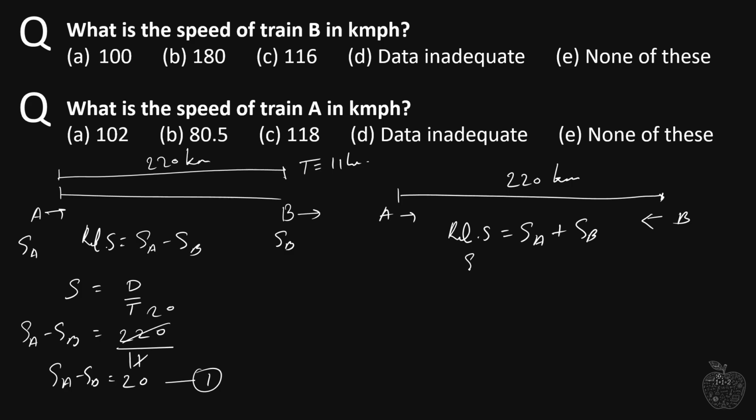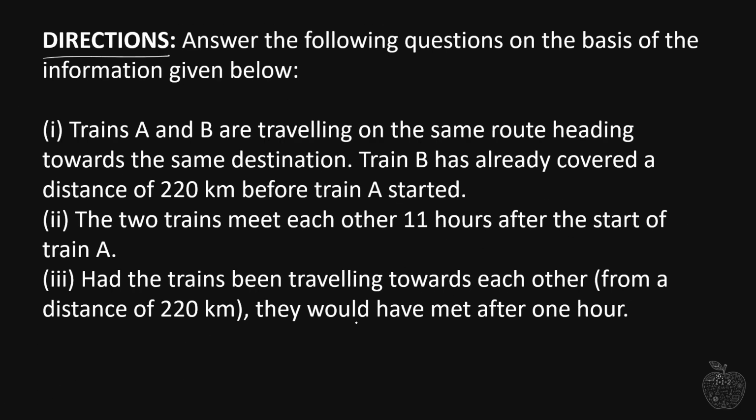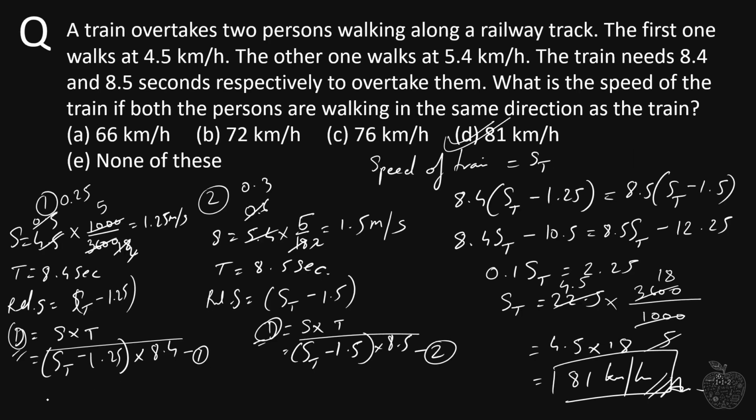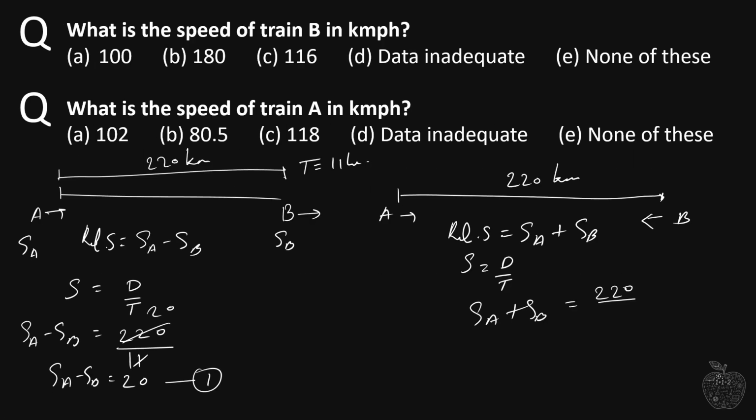Let's again use the formula speed equals distance upon time. Speed here is SA plus SB, equal to distance, which is 220, upon time. And the question is telling us that they would have met each other after 1 hour. So time here is 1. So we get SA plus SB equals 220. Let's call this equation number 2.